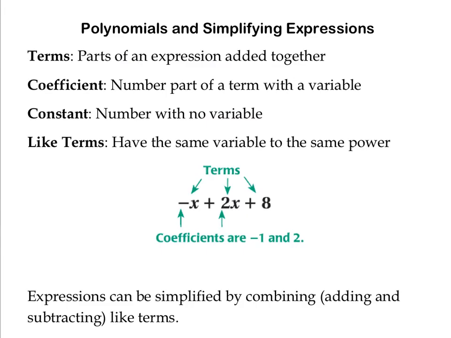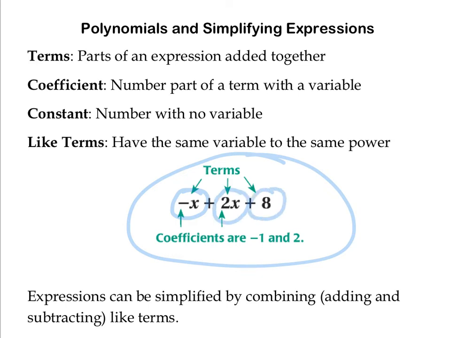We also want to be able to work on simplifying expressions. We don't always know what the value of the variable is, so we can't always find a value, but we can simplify. Some terms we want to be familiar with: the terms in an expression in a polynomial are, in that instance we see down there in the middle of the page, right here. Our terms are negative x, 2x, and 8. They are separated by addition and subtraction. A polynomial just means something with multiple terms.